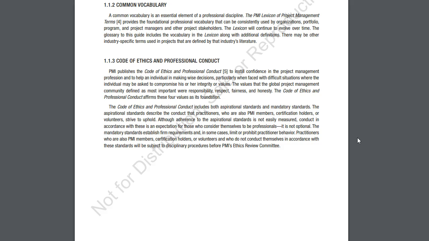Now, does that mean every project succeeds? In fact, in the world of project management, projects succeed only about two-thirds of the time. And when we get to the end of a project, we're going to look at what we determine is successful, but we need to know what that project is.